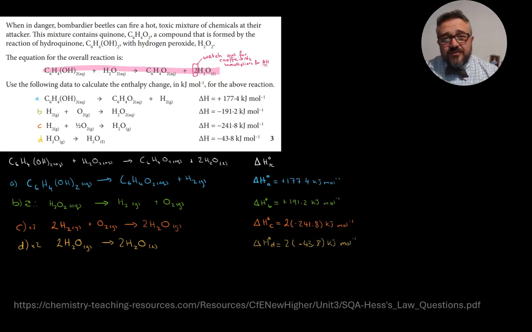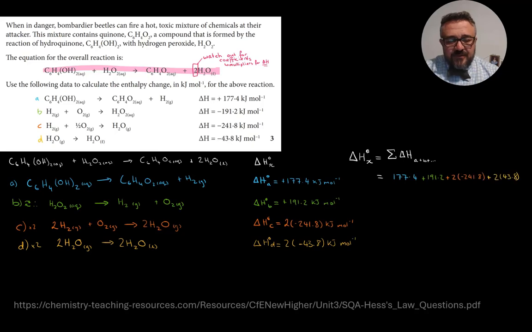Now all we have to do is sum up all these values, because delta Hx equals the sum of all of the other delta H's, and we put them in together. 177.4 plus 191.2 plus 2 times minus 241.8 plus 2 times minus 43. That's a minus. The maths still works out, I promise. Gives you minus 202.6 kilojoules per mole.